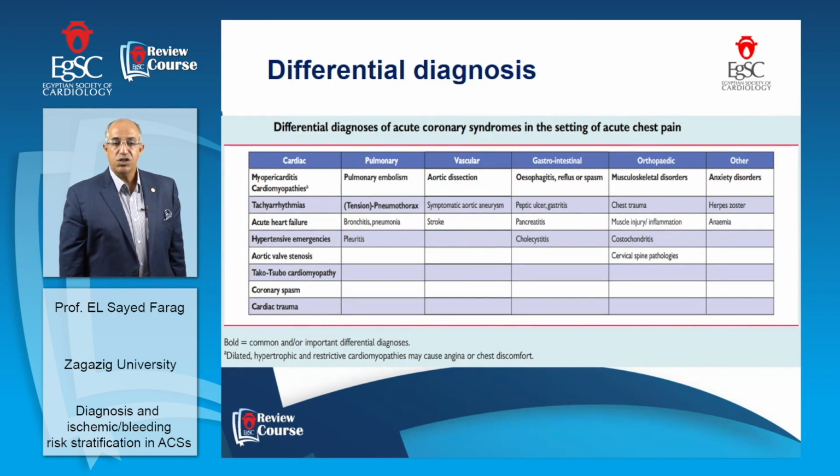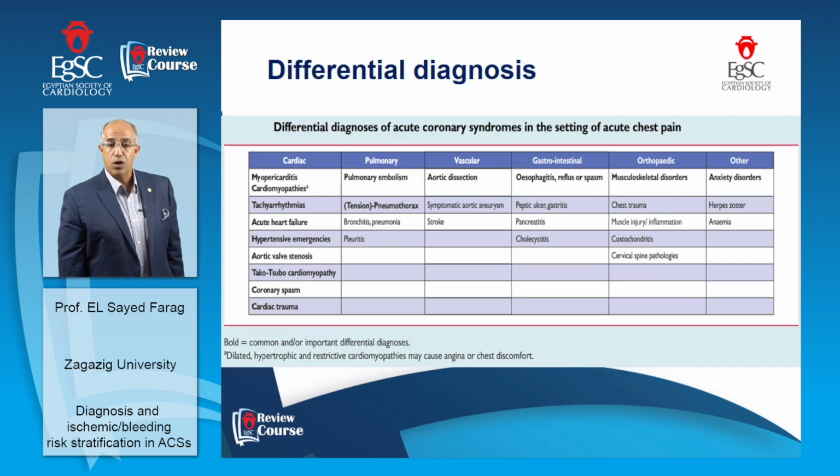The differential diagnosis of acute coronary syndrome in the setting of acute chest pain includes a long list of problems that can mimic it, starting from myocarditis, tachyarrhythmias, acute heart failure, hypertensive emergencies, aortic valve stenosis, Takotsubo cardiomyopathy, and even coronary spasm, also cardiac trauma. We cannot forget pulmonary embolism, pneumothorax, severe bronchitis and pneumonia, and pleurisy. Also, one of the major emergencies, aortic dissection, we cannot neglect, and we have to search for it clinically very well because it is one of the medical emergencies.